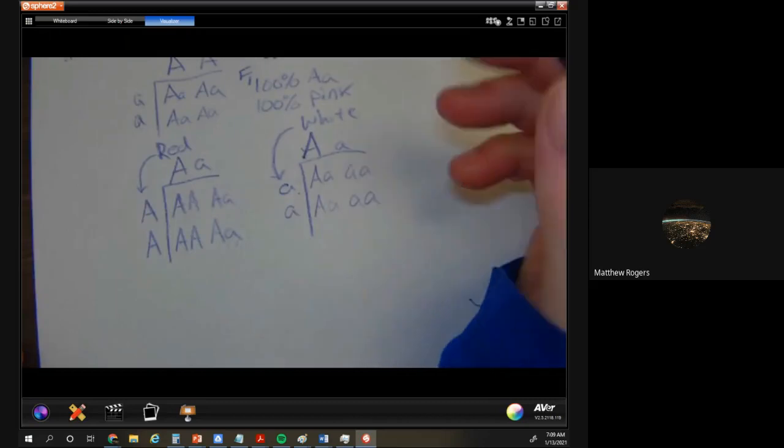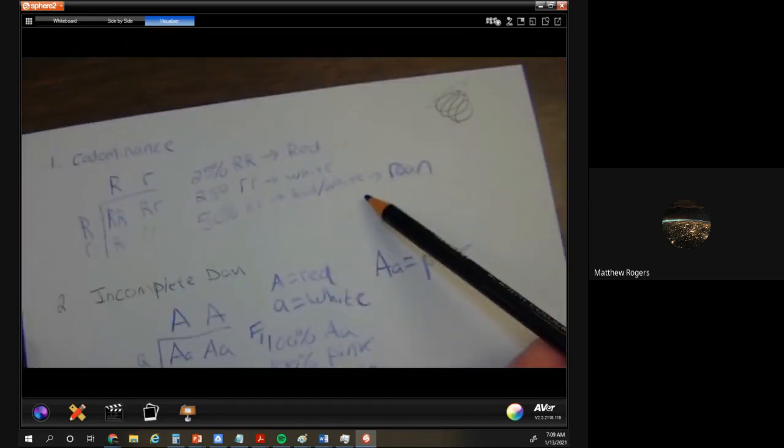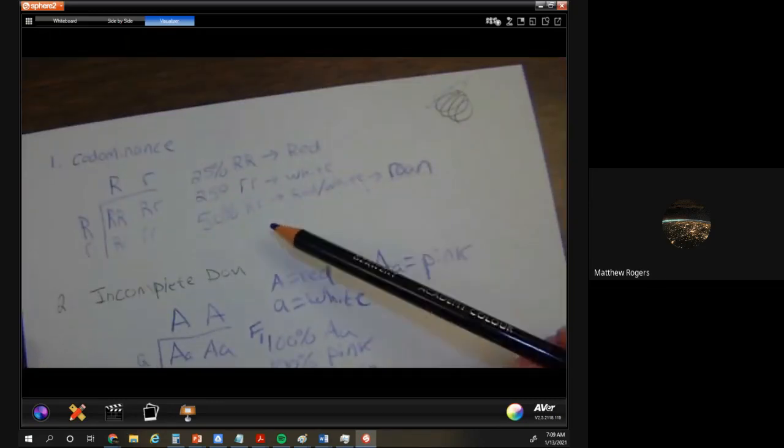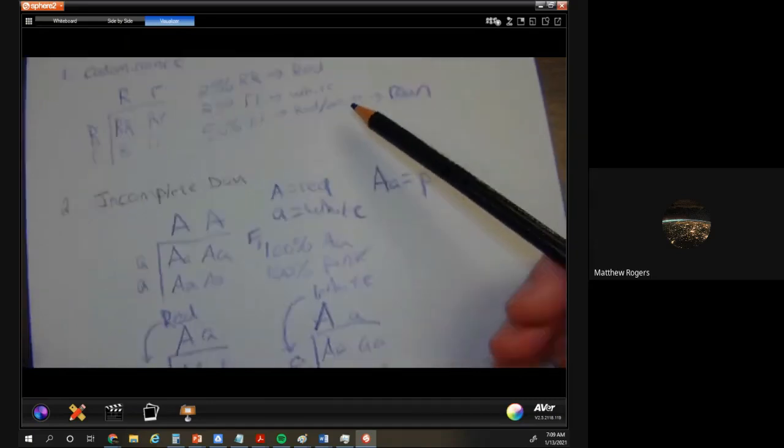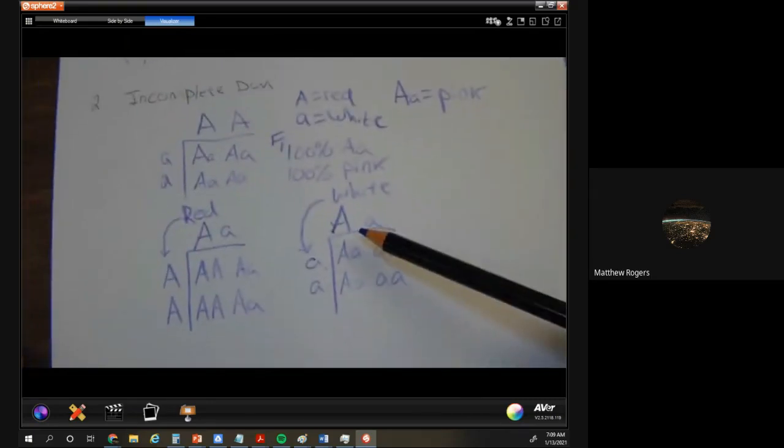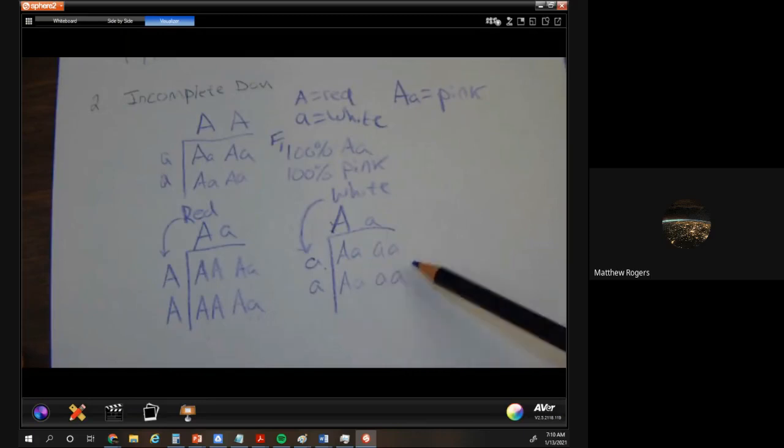That's incomplete dominance. Again, codominance up here, this was both show at the same time. So this cow is red and white. This guy, incomplete dominance, is a blend or a mix. Besides that, it's basically the same Punnett squares. There's not much that has changed here. It's just how you read these letters changes a little bit.